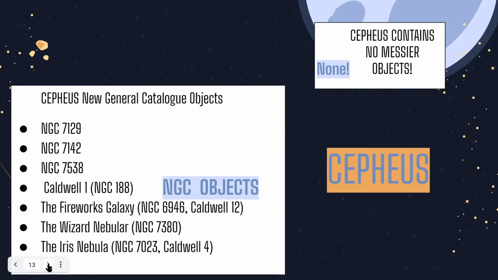Cepheus is one of the few constellations that doesn't have any Messier objects, but that is the case for some of the other constellations. You will see on the left there's a handful of NGC objects in Cepheus. These are not all of them, just a few that we listed. So we have NGC 7129, NGC 7142, Caldwell 1, which we will talk about, the Fireworks Galaxy, which is also Caldwell 12, which we will get into as well, and the Wizard Nebula and the Iris Nebula.